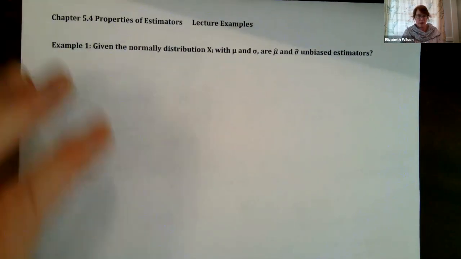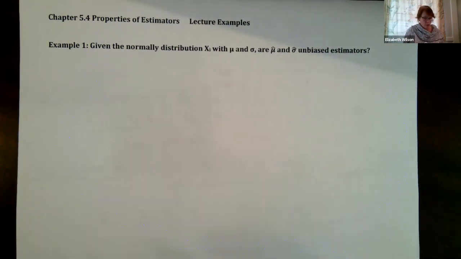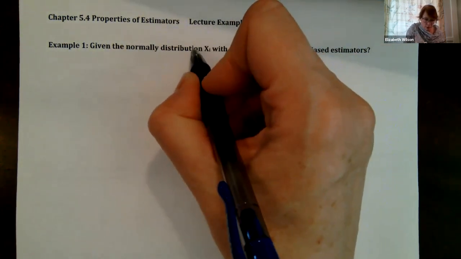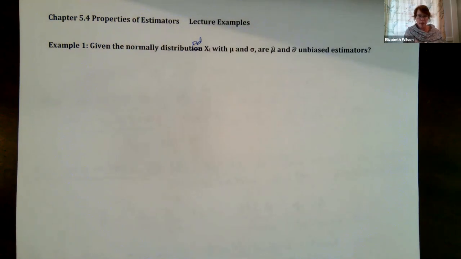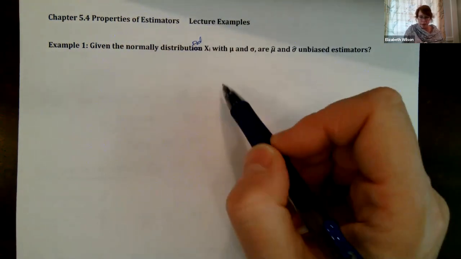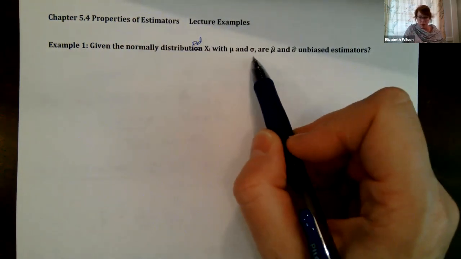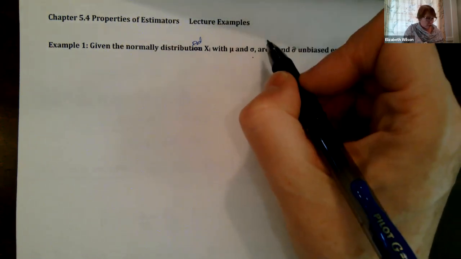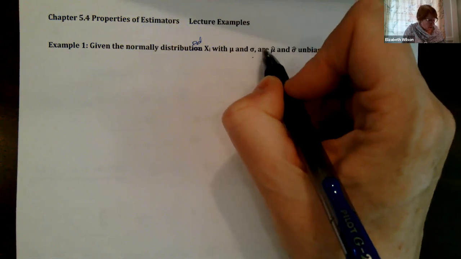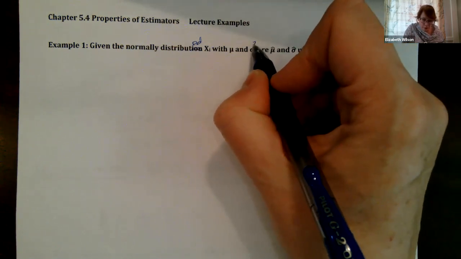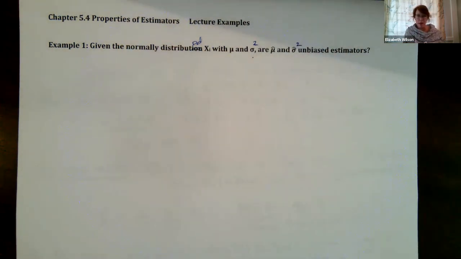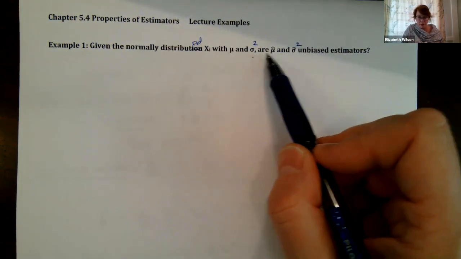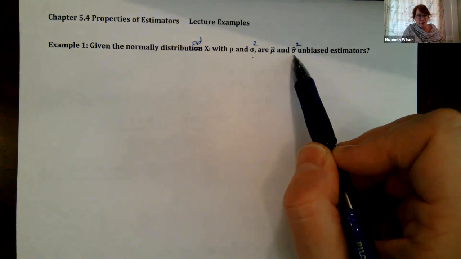So this is our example one. Example one says we've got x sub i normally distributed, so these are our random variables x sub i, with mean mu and standard deviation sigma. And we want to find out, this actually should be variance here. Sorry, this should be a variance. It looks like my formatting didn't come through. So this is mu and variance, and mu hat and the variance hat.